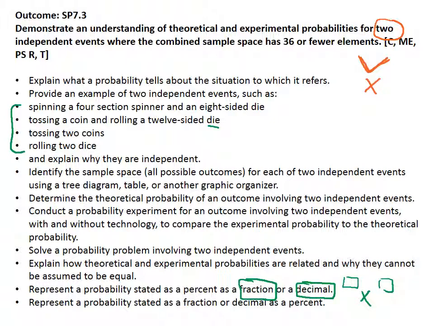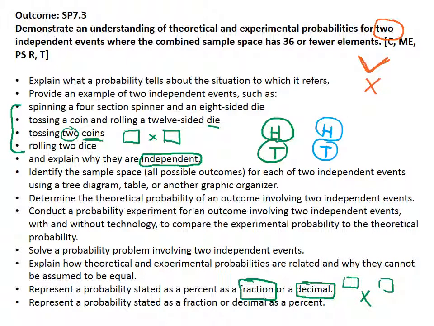Tossing two coins. In this case, it's the same instrument that we're using, but because there's two of them, we are going to take the odds of one coin and multiply it by the odds of the other coin, or rolling two dice. So why are these called independent? Well, if I flip a coin, I can either get heads or tails, right? And then if I flip that same coin, I can still get heads or tails. These are called independent events because it doesn't matter what happens on the first flip. It is not going to affect the second flip. If I get heads the first time, that doesn't mean anything. I could get heads or tails the second time.